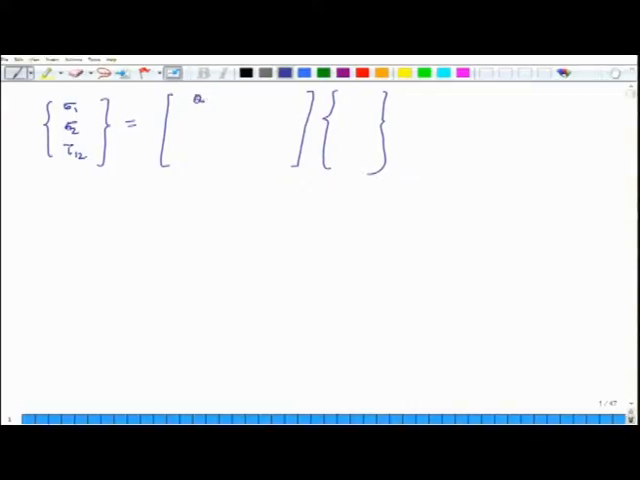So, the stiffness matrix is something like this: Q11, Q12, 0, Q12, Q22, 0, 0, 0, Q66, and on the strain side we have epsilon 1, epsilon 2 and gamma 12.